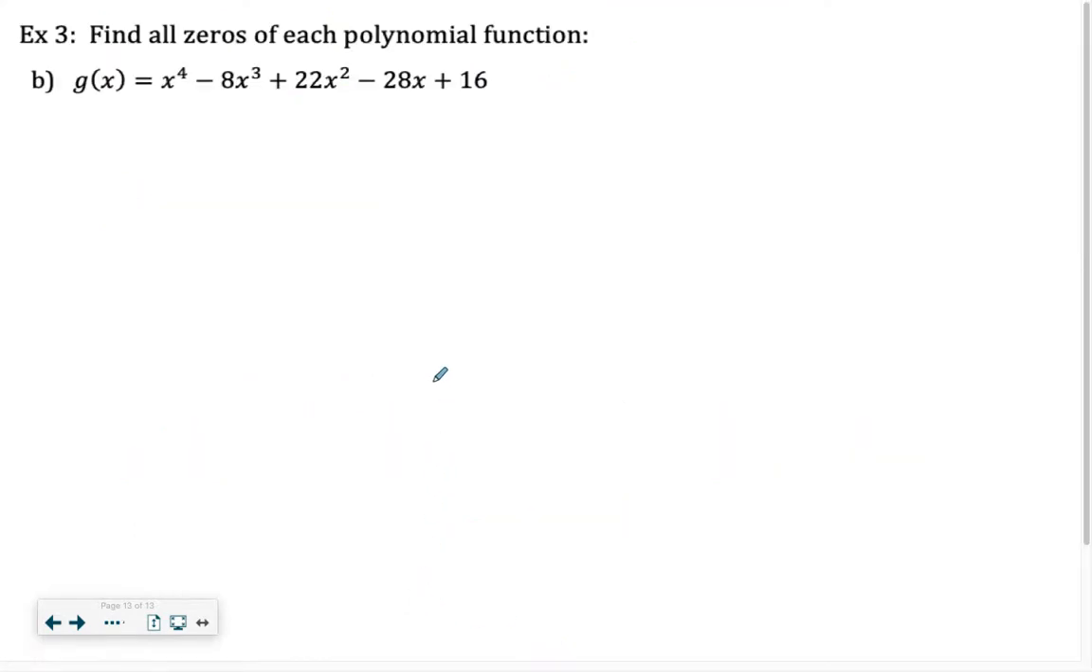Okay? So here, again, we would want to start by finding the positive and negative possibilities. So plus, minus, plus, minus, plus. So I'm changing sign 1, 2, 3, 4 times. That means I could have 4 or 2 or 0 positive roots.